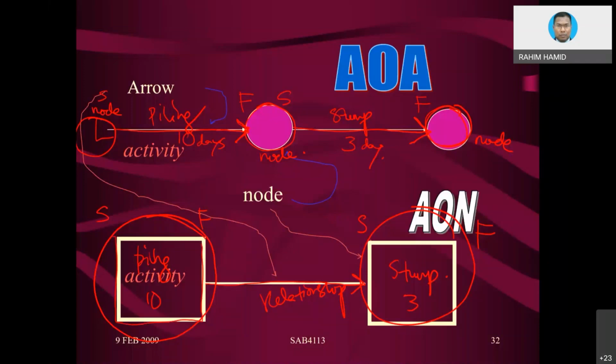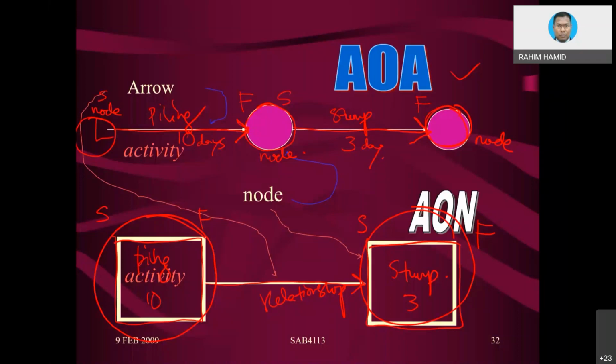So when you look at any network diagram given in this class, the one with the circle and arrow is what we call the AOA diagram, whereas the one with the square is what we call the AON diagram. As simple as that, okay? So both graphics represent the same activities, but the graphic is different.